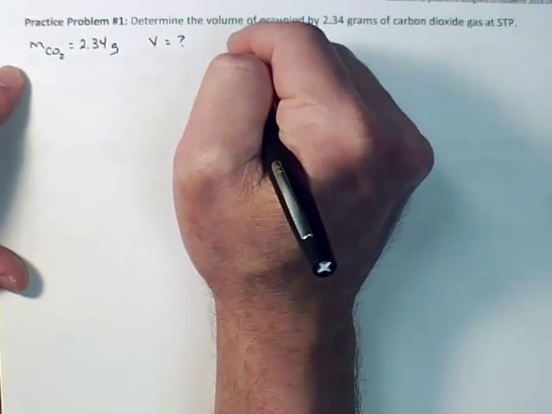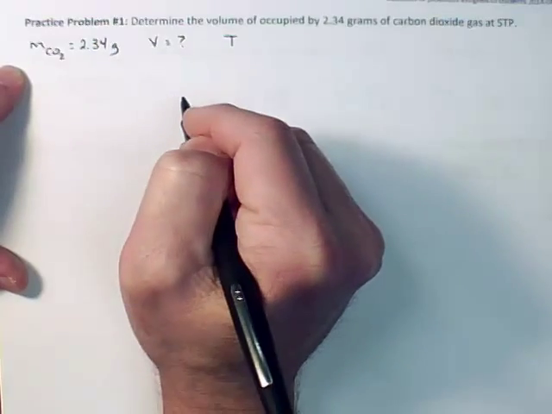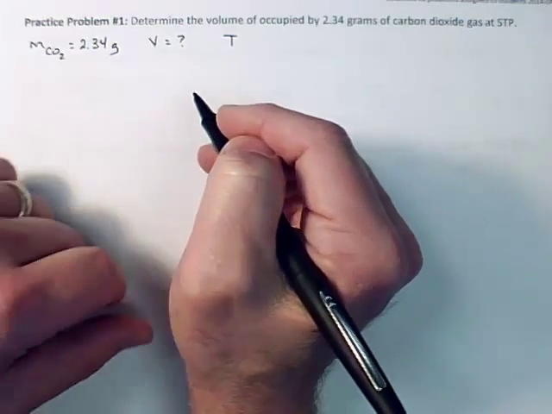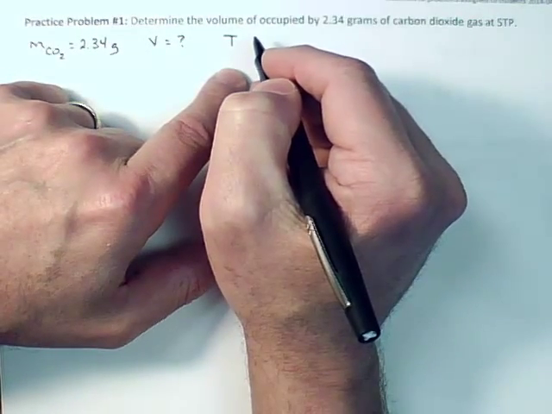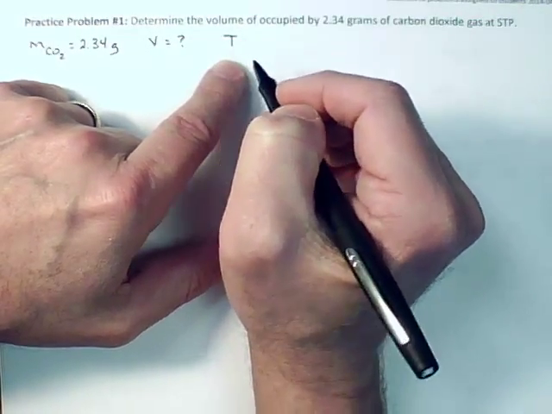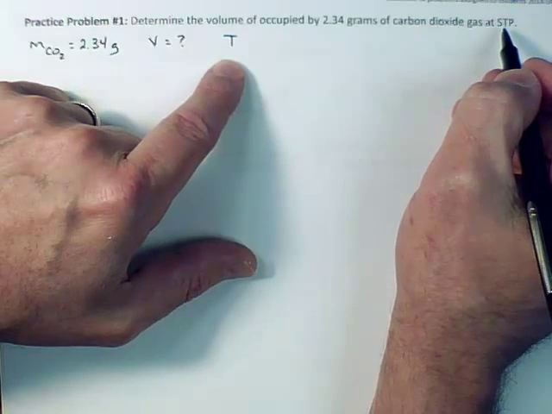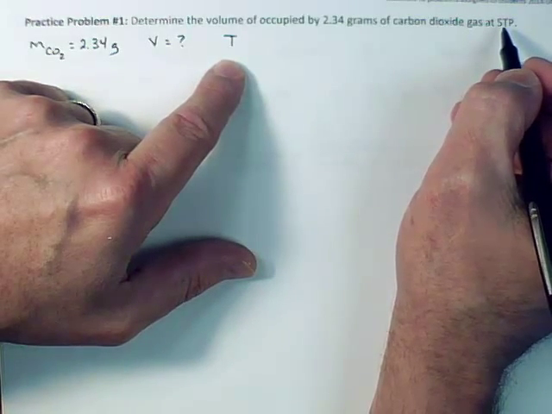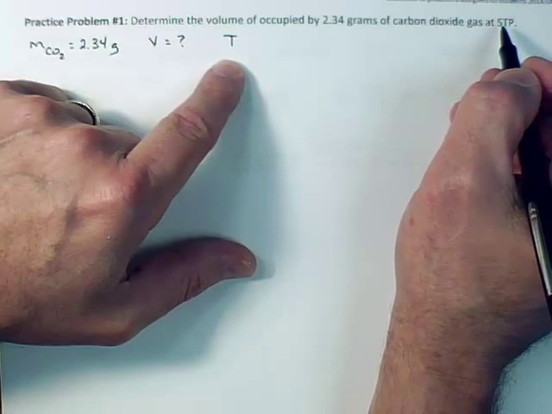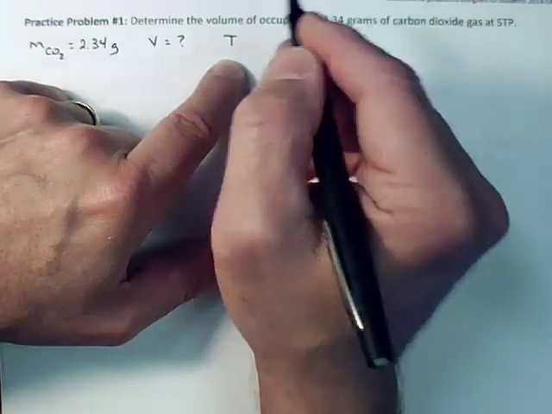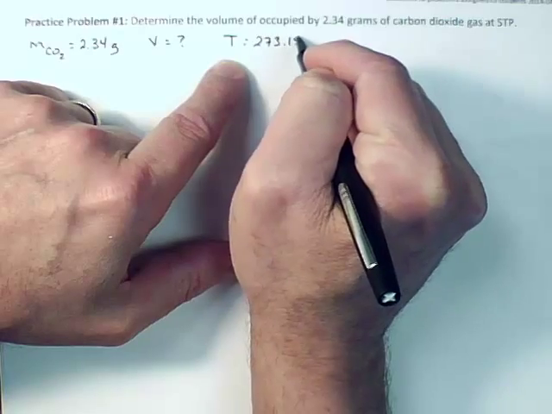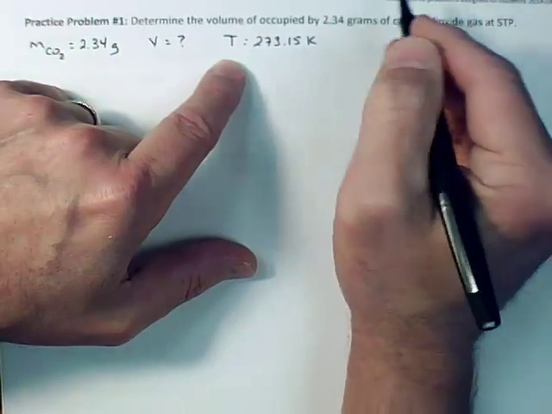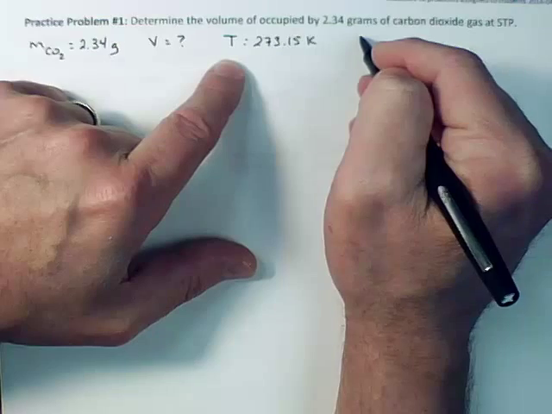So standard temperature is 0.00 degrees C, but we can't do any math with gas laws when we're in degrees C. We have to convert to Kelvin. You should know that the Kelvin standard temperature is 273.15 Kelvin. Standard pressure is 1 atmosphere.